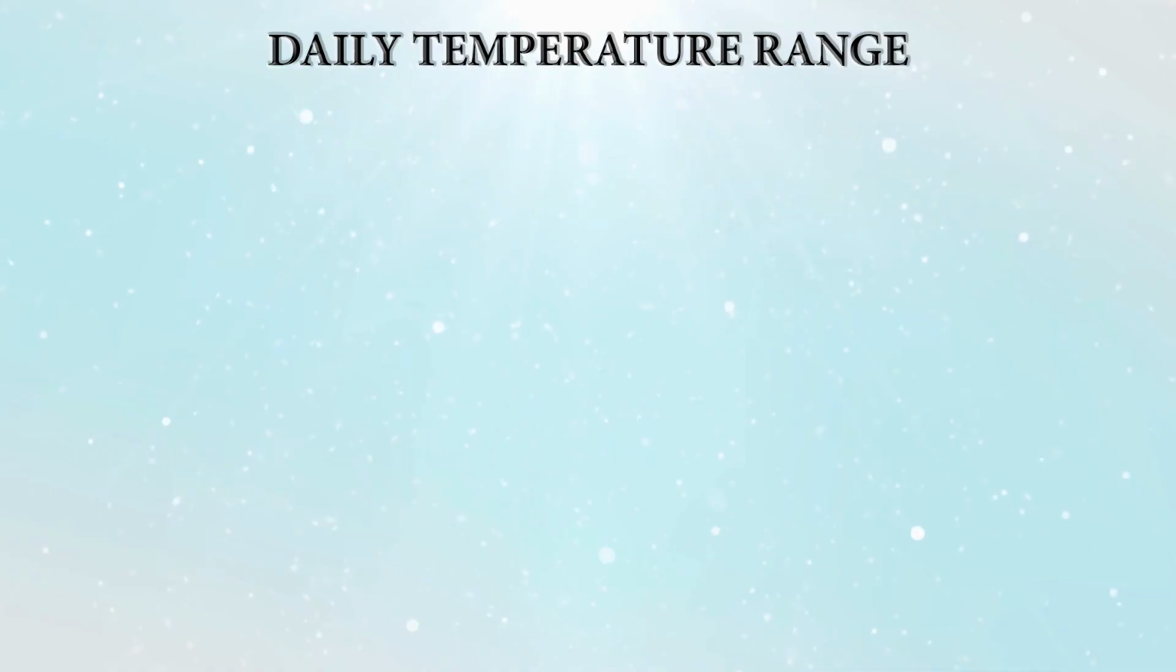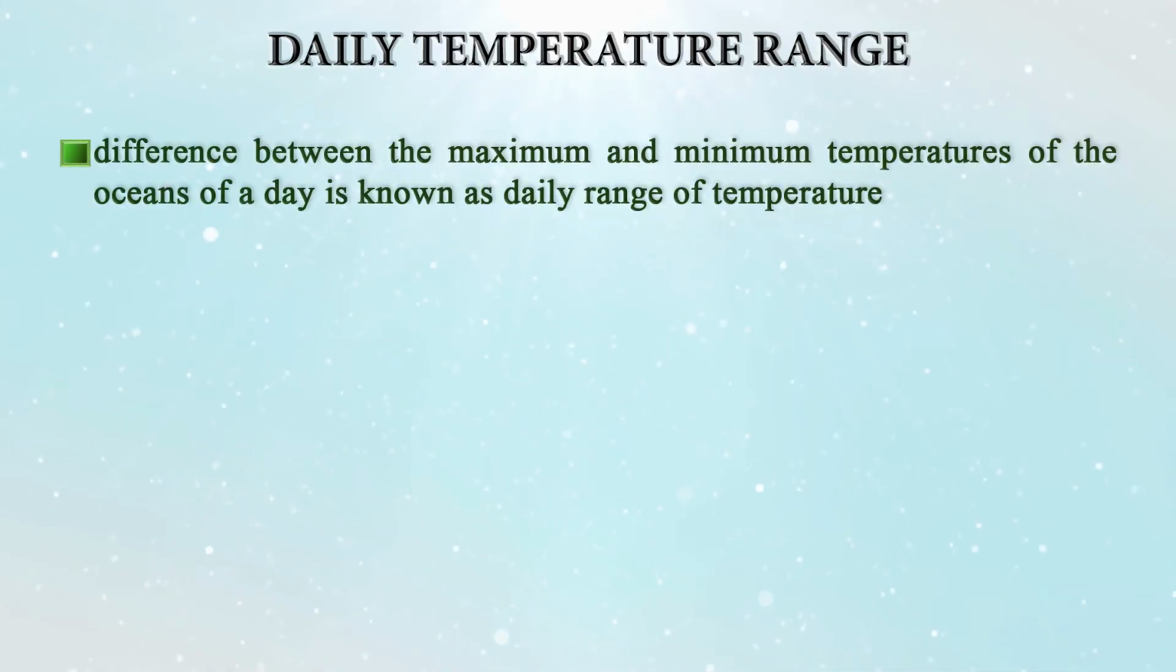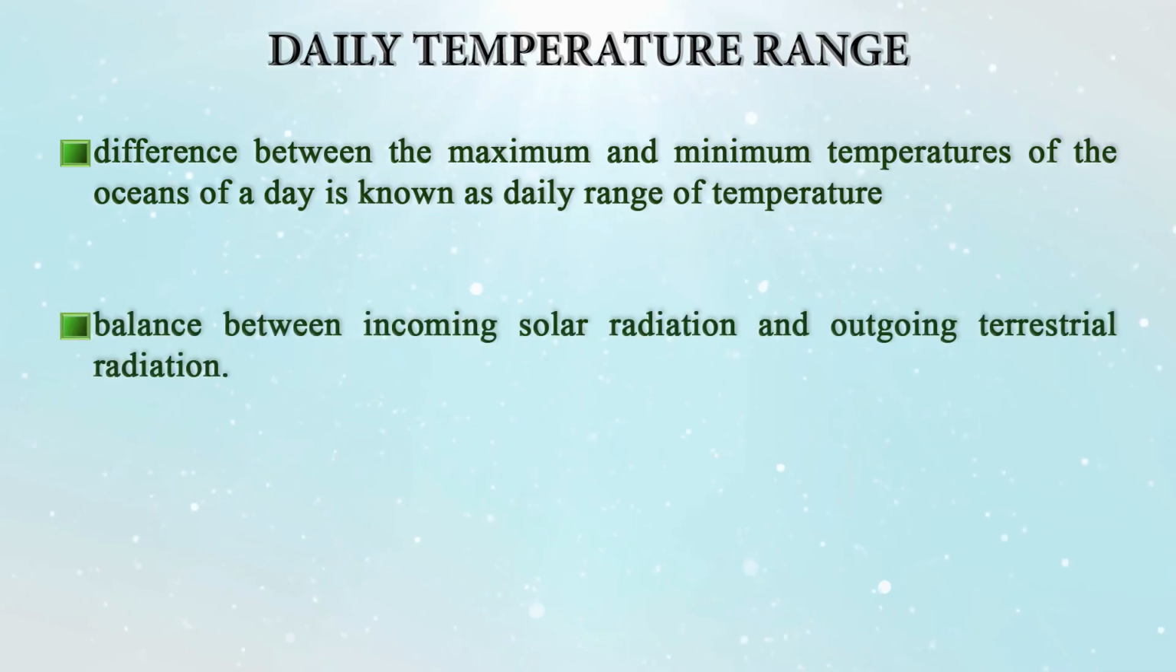Now, when we come to study the daily range of temperature, we should know that the difference between the maximum and minimum temperatures of the oceans in a day is known as the daily range of temperature. It is related to the balance between the incoming solar radiation and outgoing long wave terrestrial radiation. The incoming solar radiation is short wave and outgoing terrestrial radiation is long wave. You must have studied about these when you studied the block on atmosphere, so you are familiar with these terms.